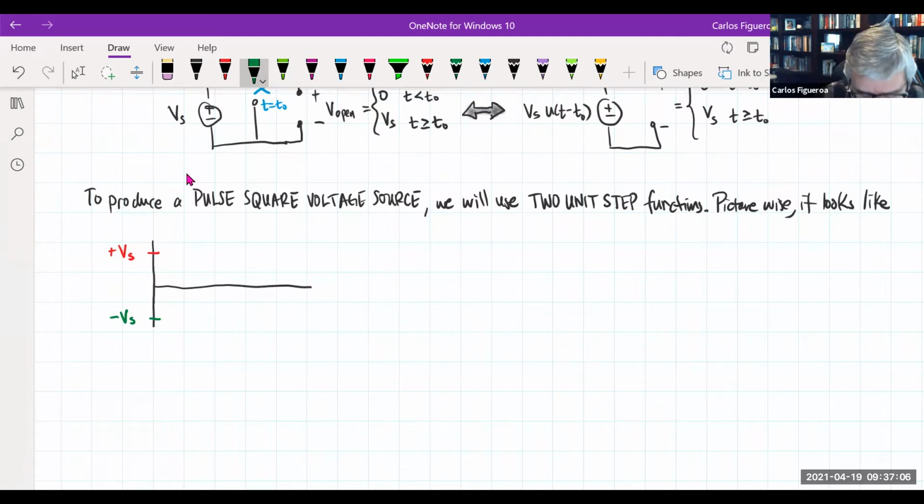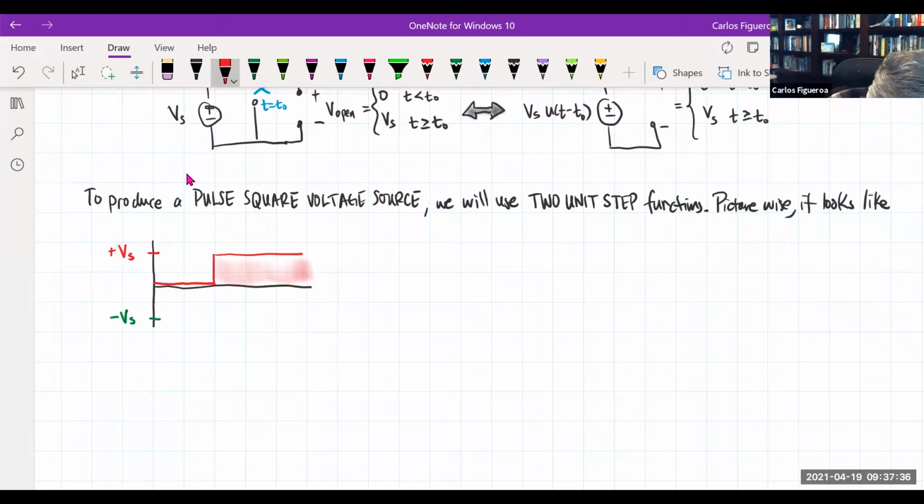So what I'm going to see here is that the first source doesn't turn on till when? Until it reaches T naught. So at T naught, it goes like this. Oops, that's a little bit too high. It goes to about right here. Then it goes on. And so what you're seeing here is that I have my positive source that looks like this. Now I have a second source.